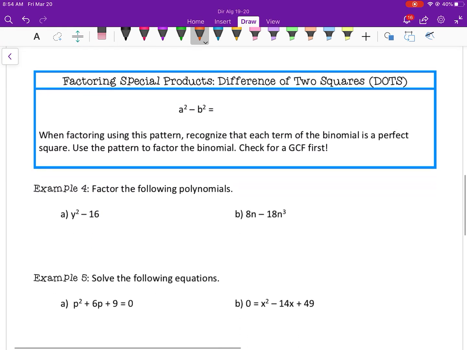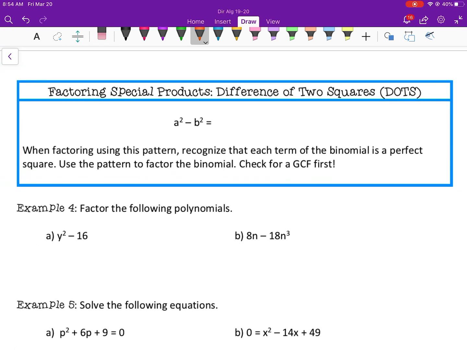A lot of people will remember the y squared, but they forget that you have to square the 3 as well. And then here is if we're going in the reverse order. So if we are using our dots pattern to factor, so to go backwards, you know that you have dots because you just have a binomial.